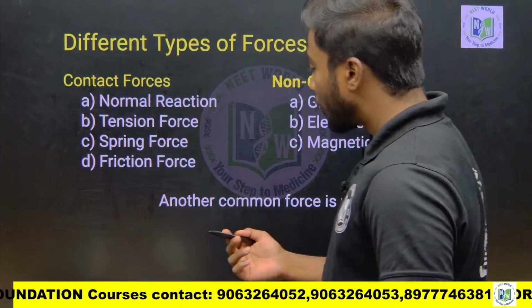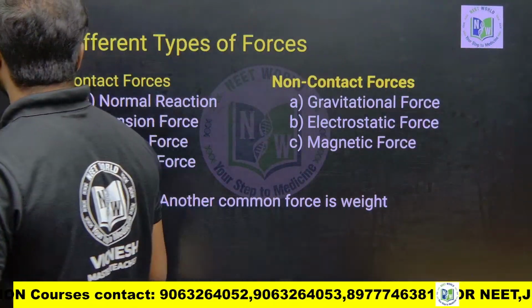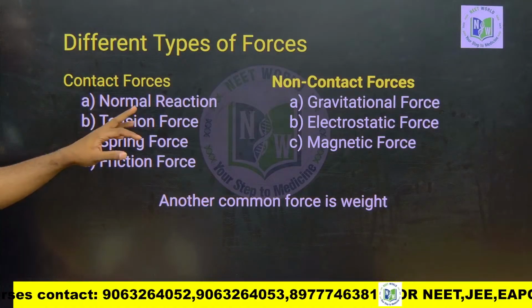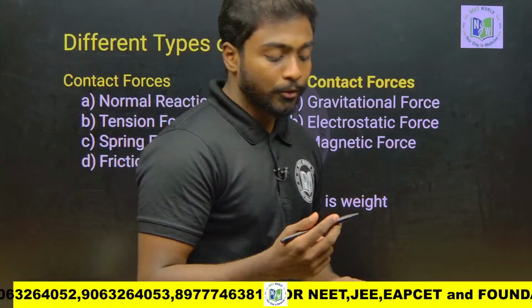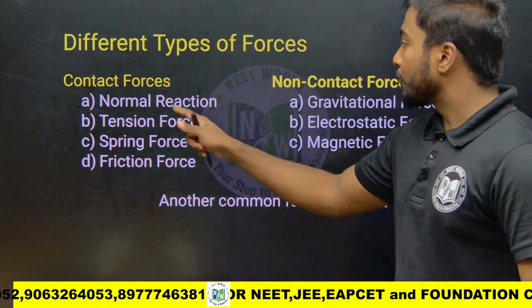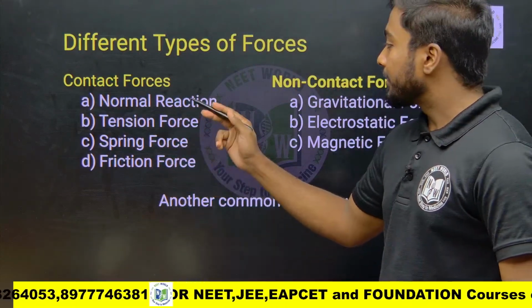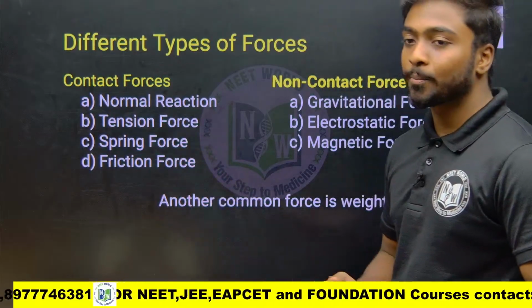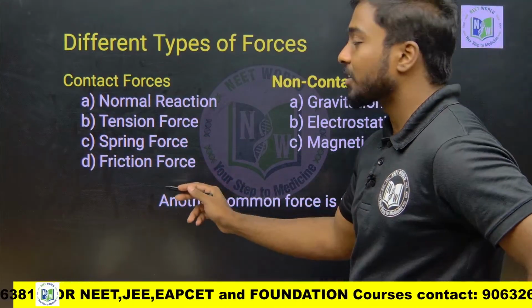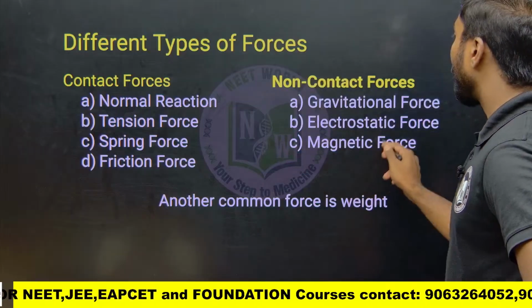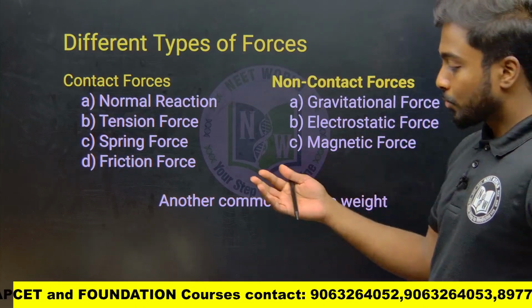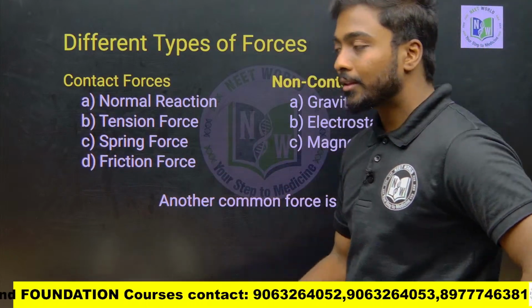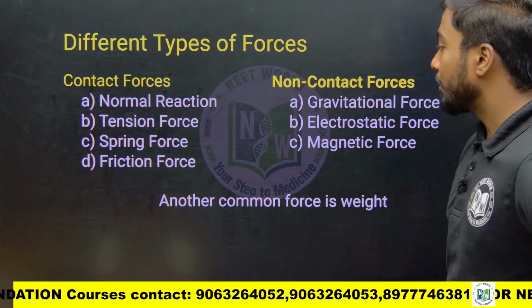So first we'll see what are the types of forces. If we see the types of forces, it is either a contact force or a non-contact force. These are the two types. Under contact force there is the normal reaction, the second one is tension, the third one is spring force, and the fourth one is friction. And when we see the non-contact forces, they are gravitational force, electrostatic force and magnetic force.